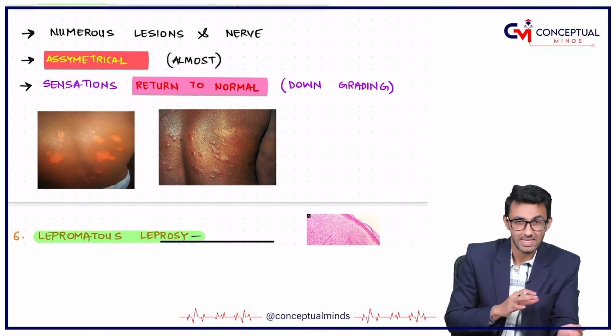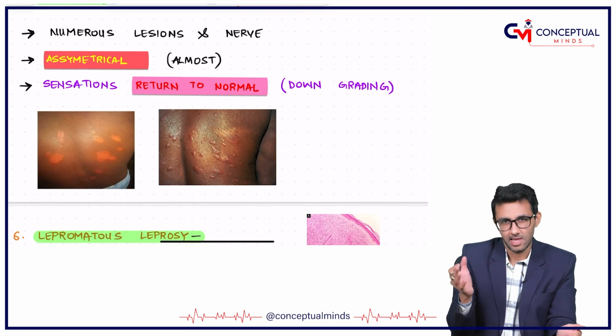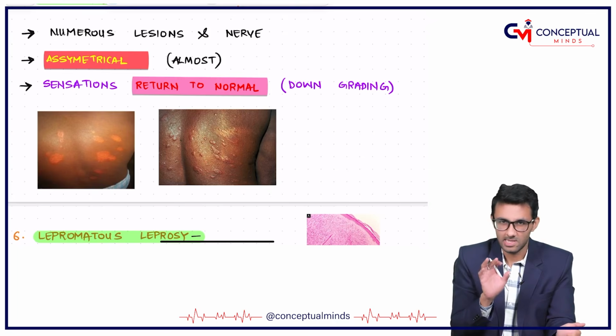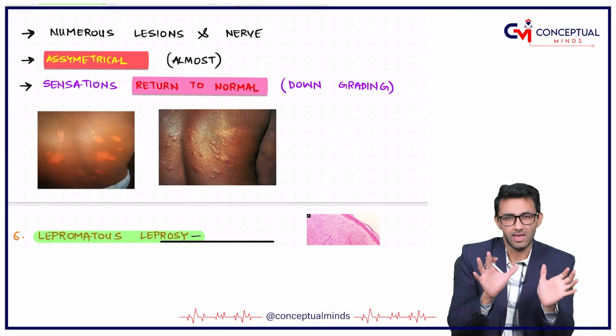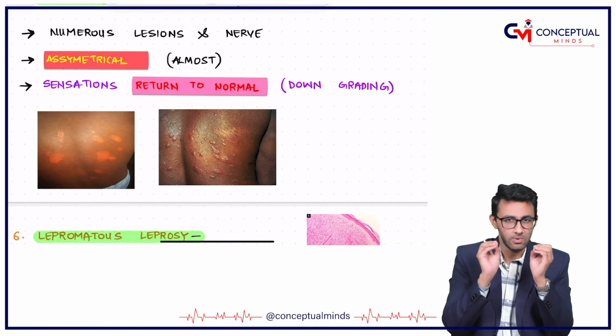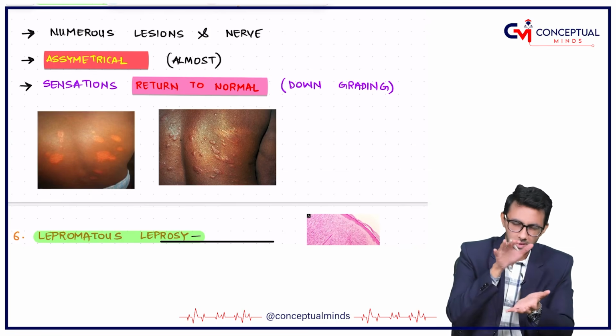Even though the disease is progressing towards the worst stage, that is, the next stage would be LL type, the sensations are normal. Are you getting the contrast in it? Yes. Only good doctors would know why it is happening: the nerve thickening is less, the granulomas are less, the compression is less.